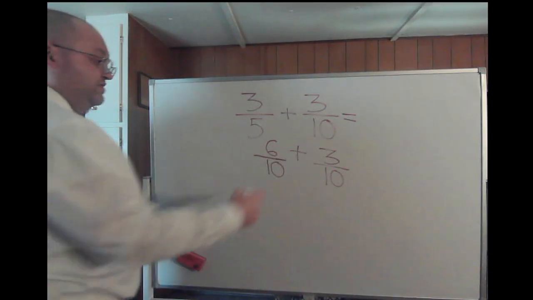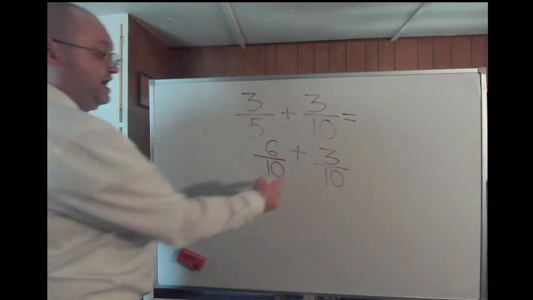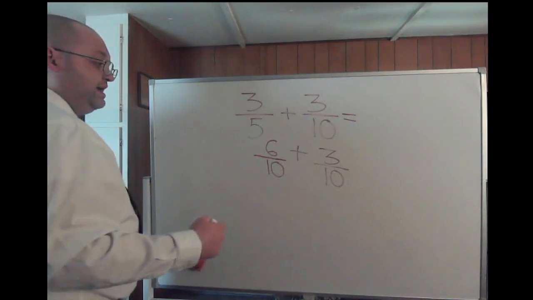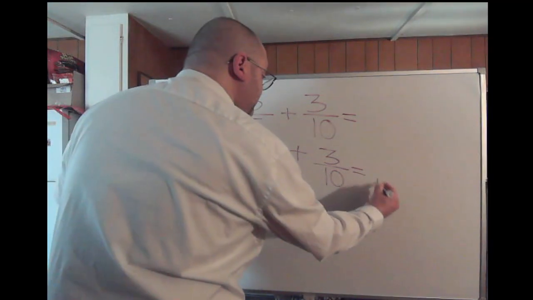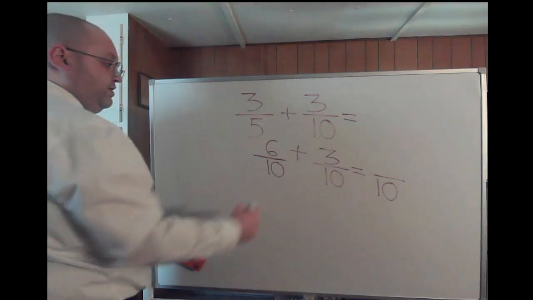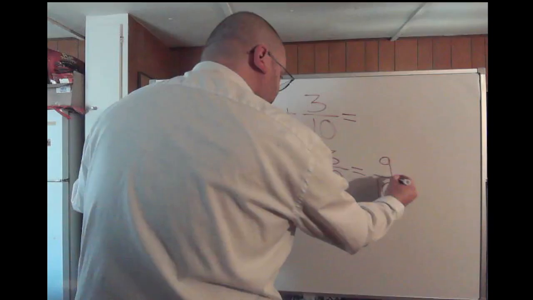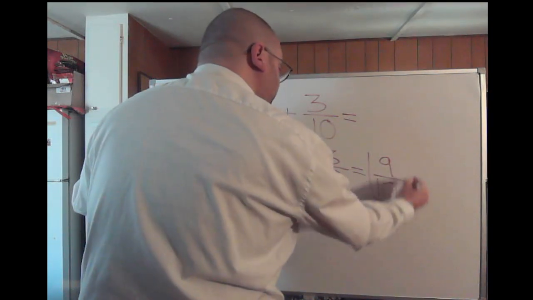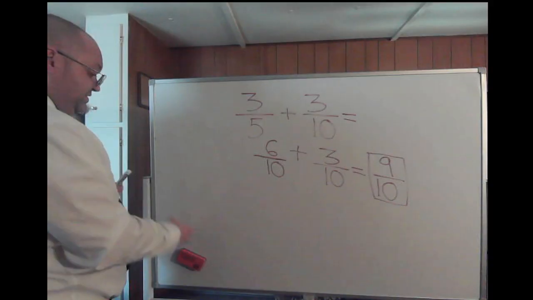So what you would have is 6/10 plus 3/10. And now that you have the same denominator, you can go ahead and add these. So what you're going to do, the denominator stays the same, that stays 10. But you just add your numerator. So you'll add the 6 and 3, you'll get 9. And the answer to this would be 9/10.